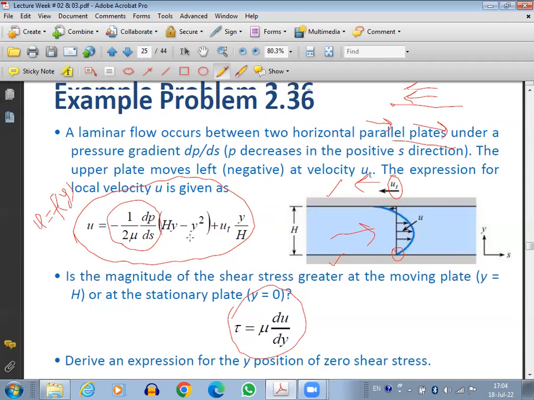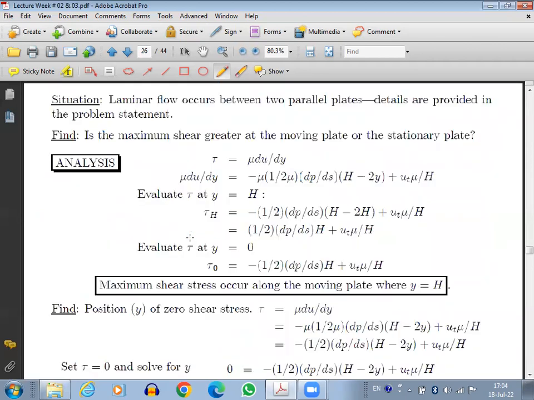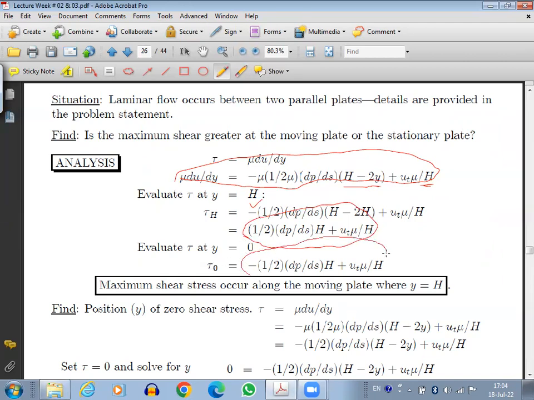So let's see here. Tau equals mu du by dy. So it will become h minus 2y, and here it will be 1 over h, multiplied by mu. This is now the shear stress formula. Now we need to find the shear stress at y equals 0 first for the bottom plate, and y equals h for the top plate. If I put y equals h, that will be for the top plate. This will be the answer. If I put y equals 0, that will be the bottom plate. This will be the answer.